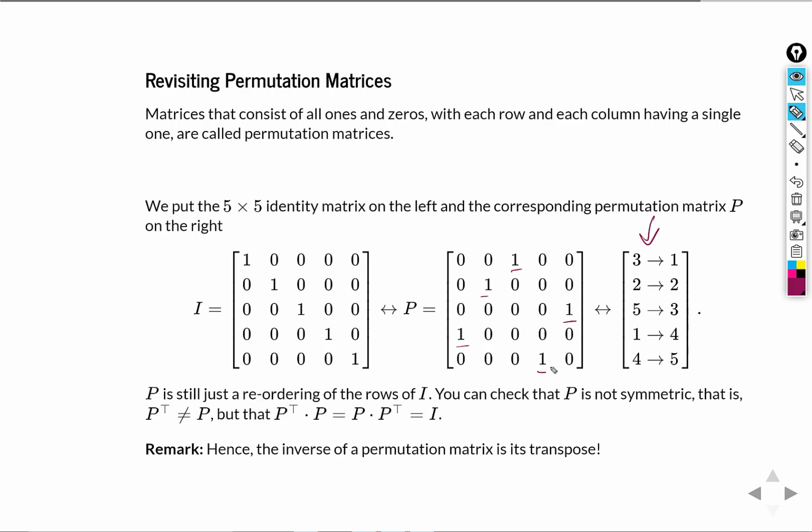Now we can easily check that P is not symmetric. So that is, P transpose is not equal to P. But we can verify that P transpose times P equals P times P transpose equals the identity. This means the inverse of a permutation matrix is its transpose, which is very easy to compute.